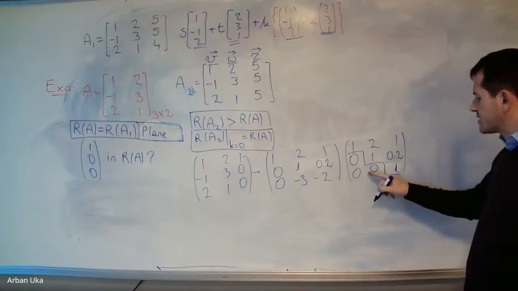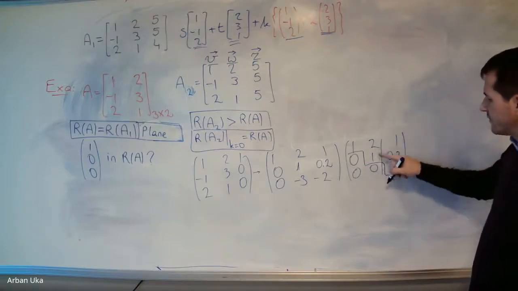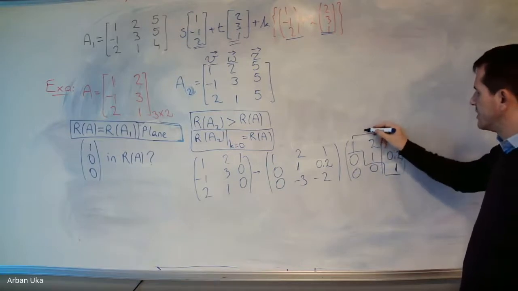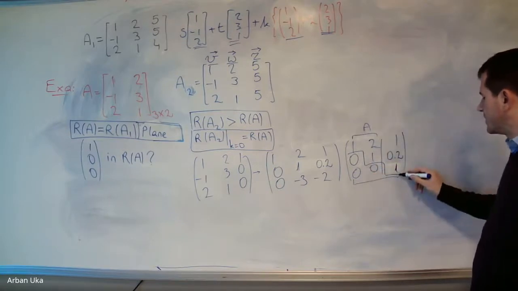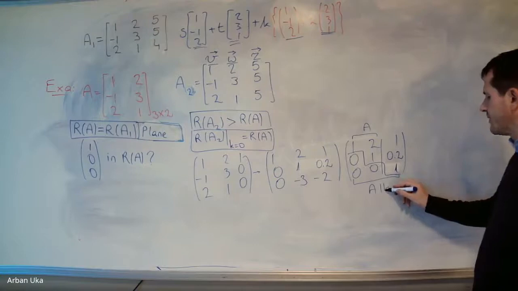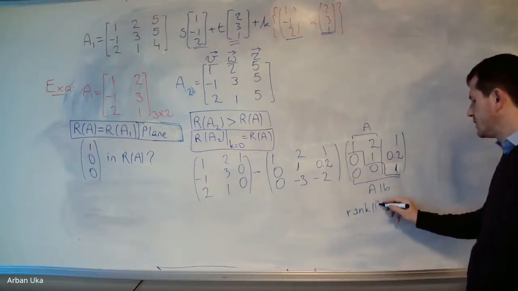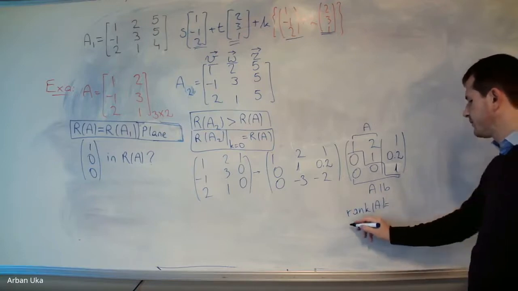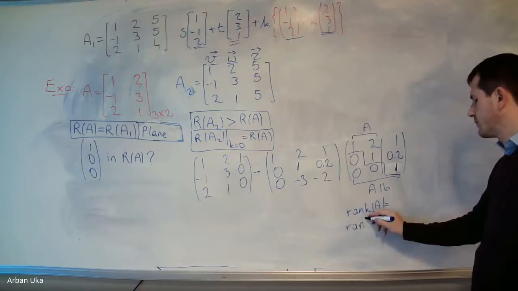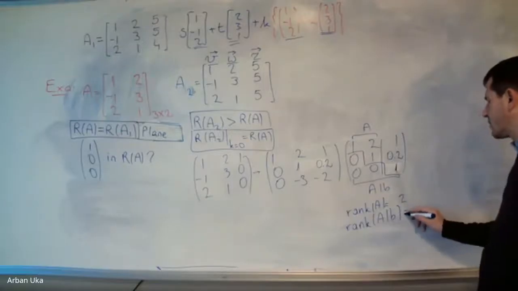That it is not in the range of A. Why? Because this system here, let's not forget, this is A, and this is AB. Let's not forget this. So what is the rank of A? Rank of A is 2. That's correct. What is the rank of AB? It's 3. So we have no solution.